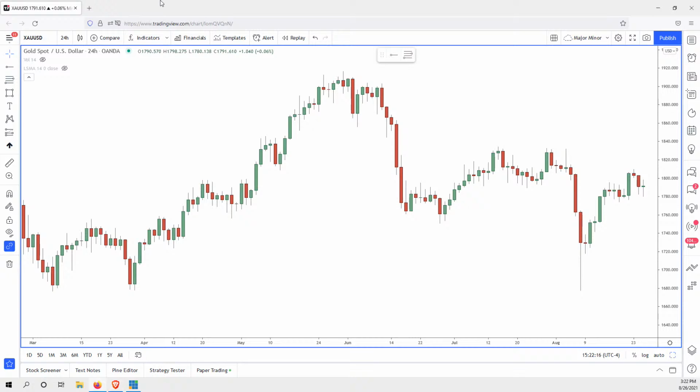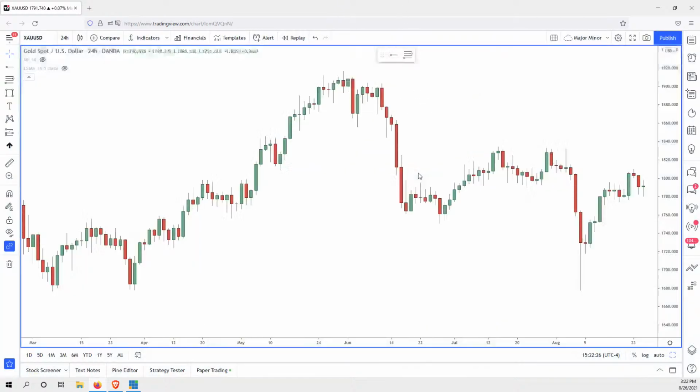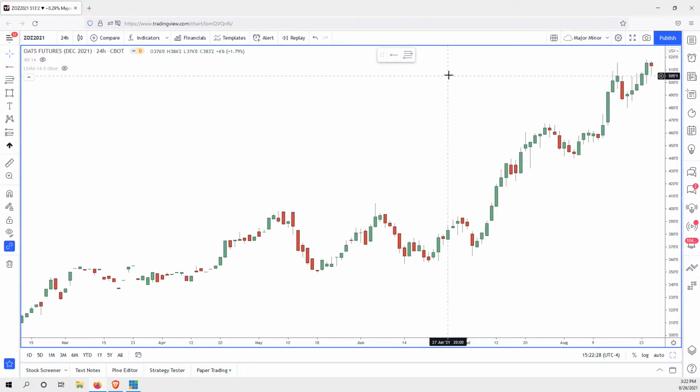Speaking of that, let's take a look at the oats, ZOZ 2021. So we have our oats, because you like the oats futures. Now, again, oats obviously is going, look at that. Did you get long? I know we talked about this before, and you were asking about a long on something like this.